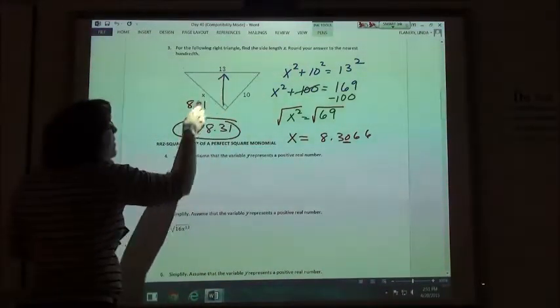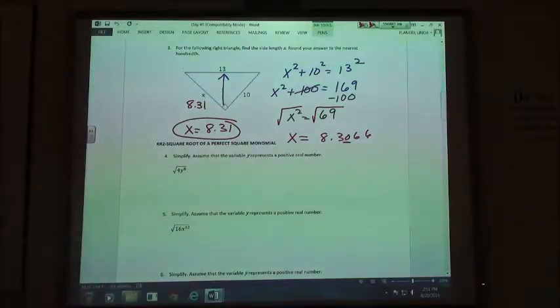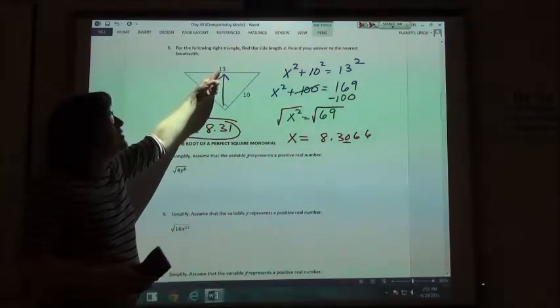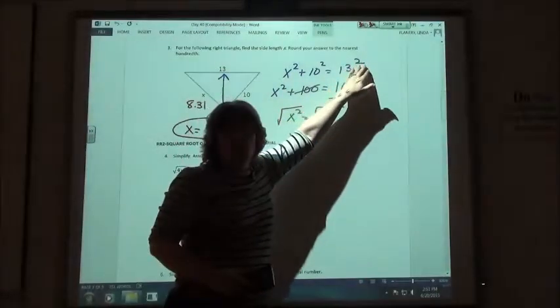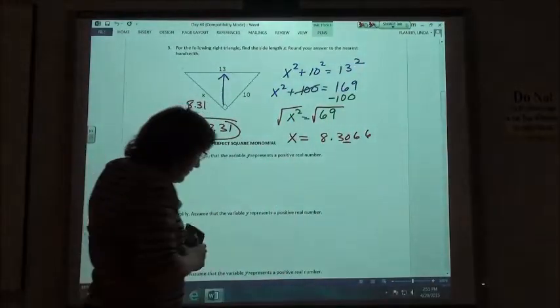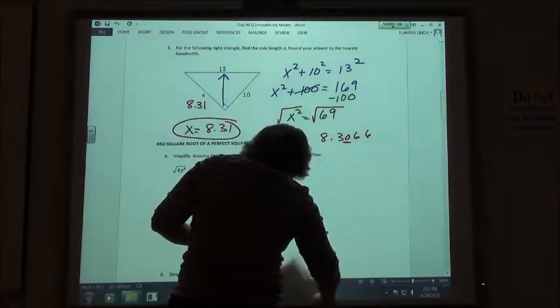And again, that's one of my legs, so it should be shorter than my hypotenuse. It is. So it looks like a good answer. So key to the Pythagorean theorem is that the hypotenuse, the long side, is the one always over here by itself. The sum of the legs squared is equal to the hypotenuse squared.